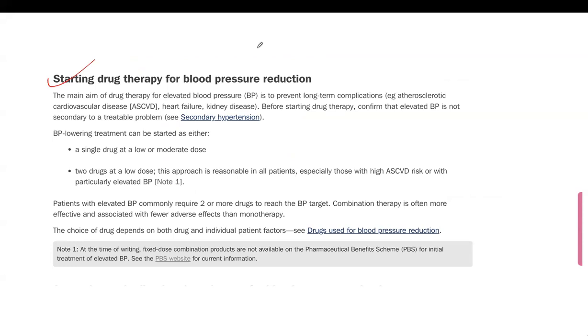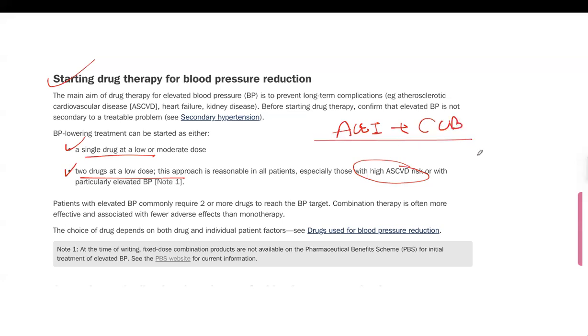Starting drug treatment, there are two approaches. One, we can use a single drug, or we can use two combination drugs at a low dose. Especially for high cardiovascular risk patients, we can use a combination, like an ACE inhibitor plus a calcium channel blocker at a low dose, or we can just start with the ACE inhibitor as well.